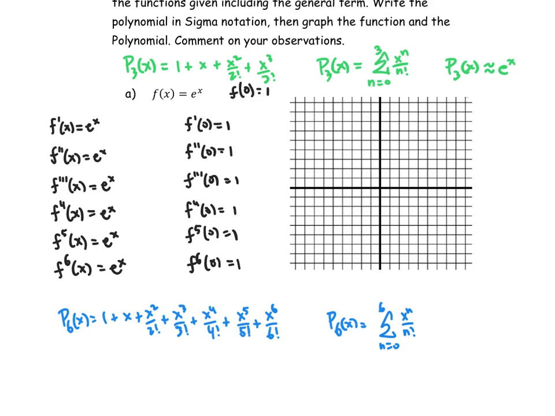Okay, so now what I want to show you is how this compares to our graph of e to the x. So let's say here we got e to the x. And earlier I mentioned that the 6th degree polynomial would be a better representation of e to the x around 0 than the 3rd degree polynomial. Let me show you how that would work. Okay, so this is the point 0, 1.